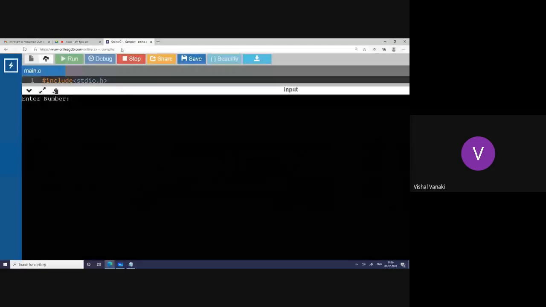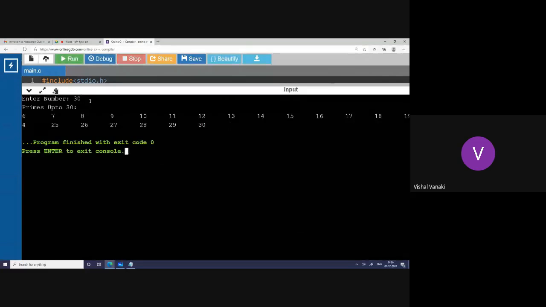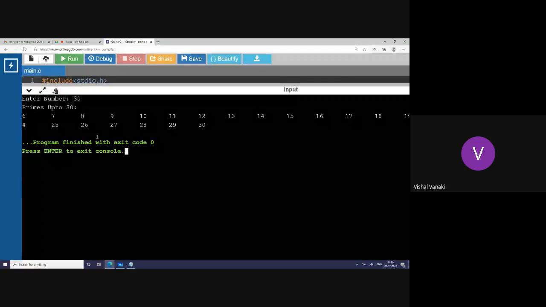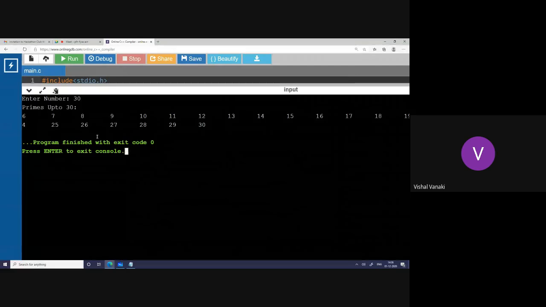Let's say I will take only 30. Now it is printing 6, 7, 8, 9, 10. Every number it is printing. So there is some problem, right? Let's check what the problem is in the code.